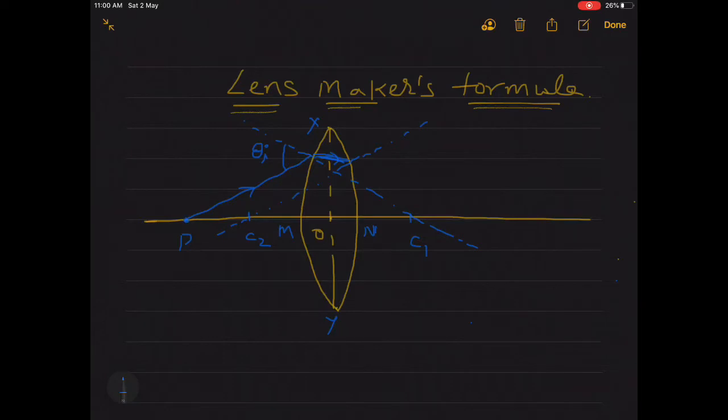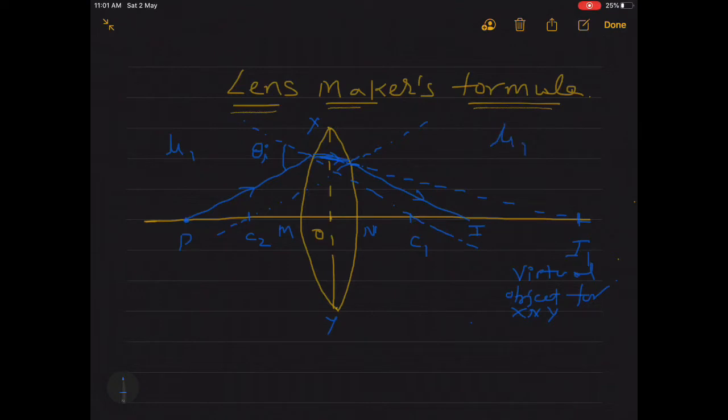If it had not been refracted from this second surface, then you would get the image I1 at this location, but since it is refracted, the image is formed at this real position I. This I1 will act as a virtual object for the X and Y surface. The derivation of this is very easy.